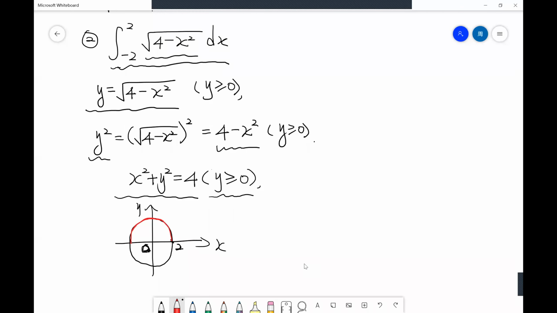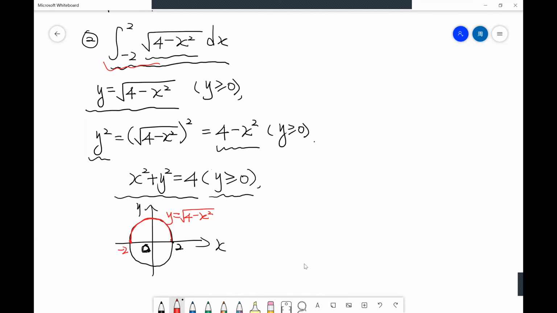And here, the point here is -2, right? The radius is 2. So here we know y equals square root of 4 minus x squared. So that is the curve here.